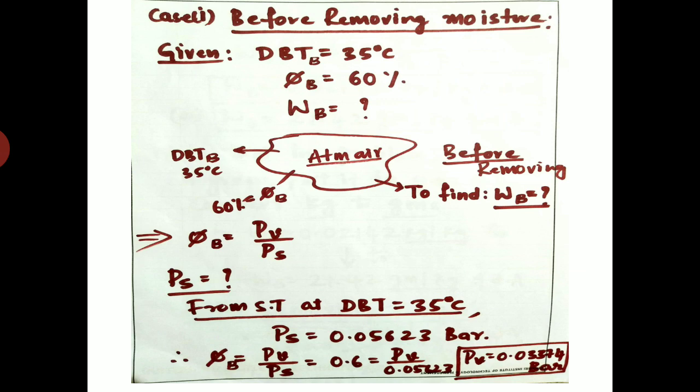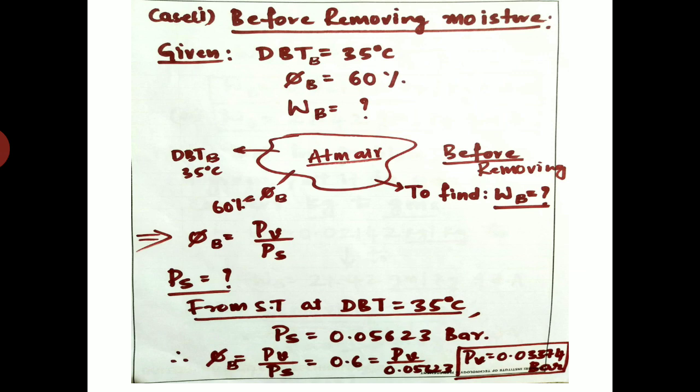If I show you the simple diagram, atmospheric air, before removing the moisture, the condition is 35, 60, and we need to find specific humidity for this. We know the equation phi is equal to PV by PS. PS, that is saturation pressure, we will get corresponding to dry bulb temperature 35 degrees Celsius from steam tables. Therefore we get PS is equal to 0.05623 bar from the steam table.